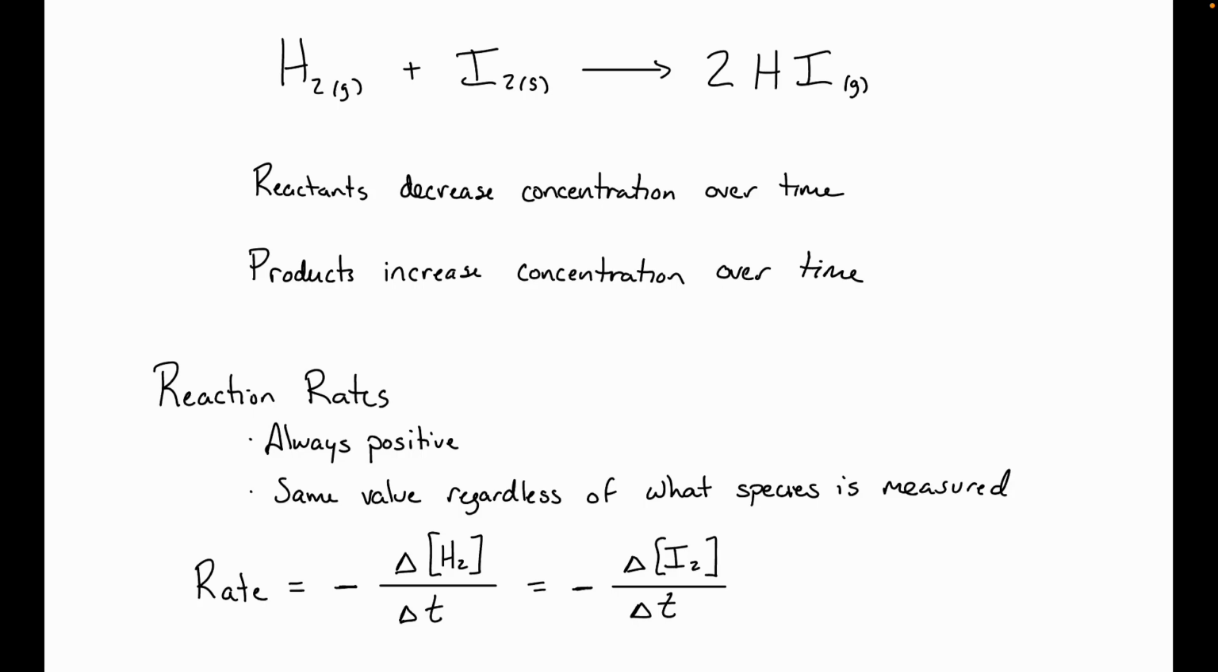Right? So it wouldn't matter whether I measured hydrogen gas or iodine, I would get the same value for the rate of my reaction. Iodine and hydrogen are going to be consumed at the same rate in this reaction here.